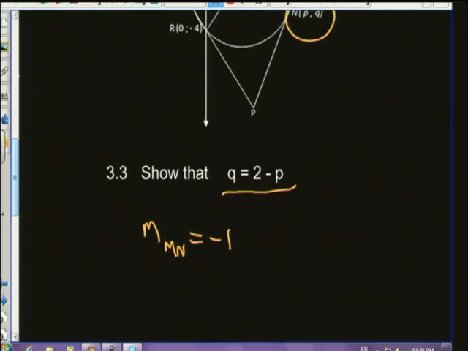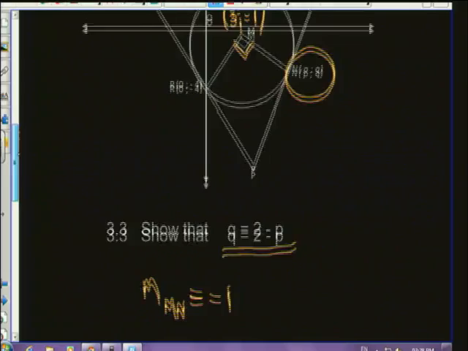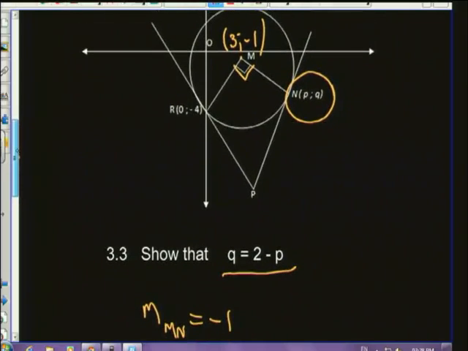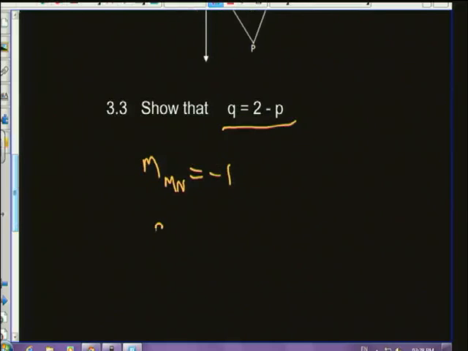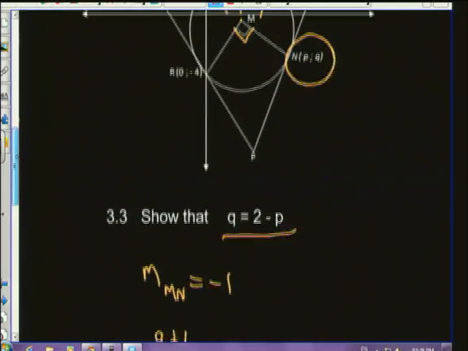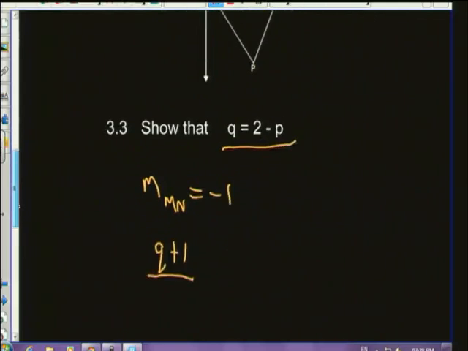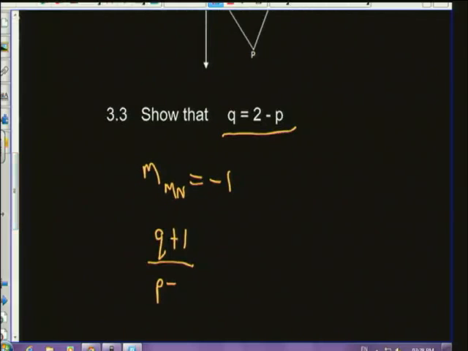So therefore the gradient of MN will be the change in the Y values. So that's going to be Q minus -1, which is Q plus 1, divided by the change in the X values, which is P minus 3, and that will give me -1.